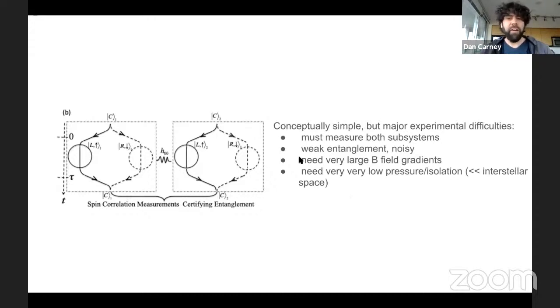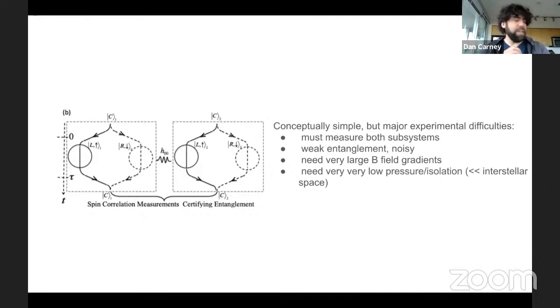So I don't mean to say that you can't achieve these. People are for sure working on these things for many reasons. But this experiment is some years away from being done at best, because of these issues. So it's a really nice concept, and maybe it will be the way we learn that gravity is quantum mechanical. But I think at this point, it was worth thinking through. Maybe there's other ways of doing this.